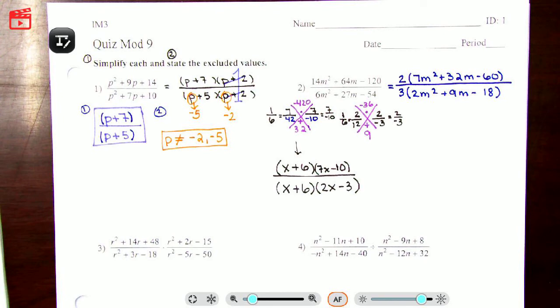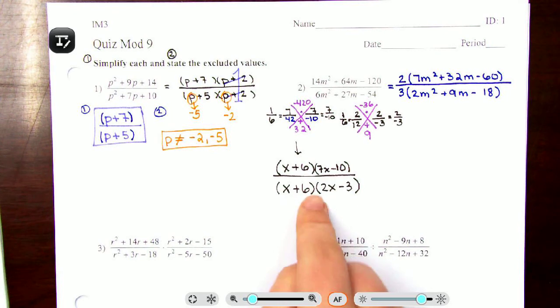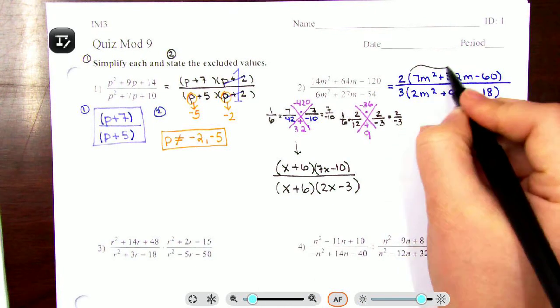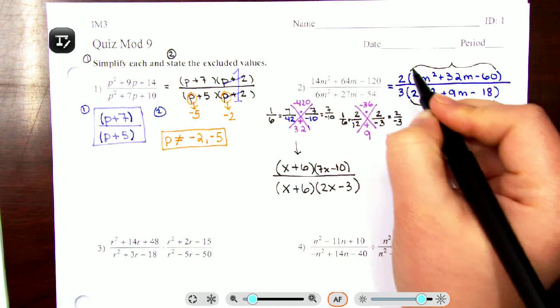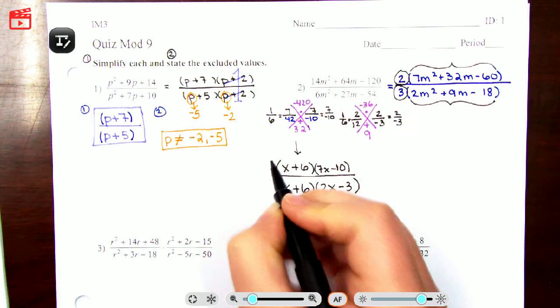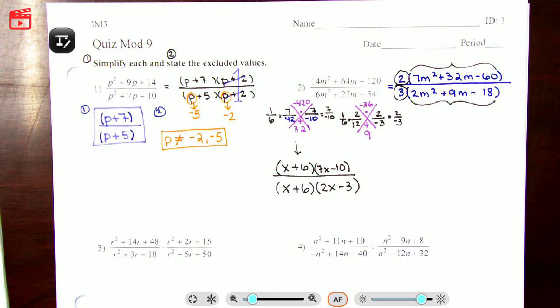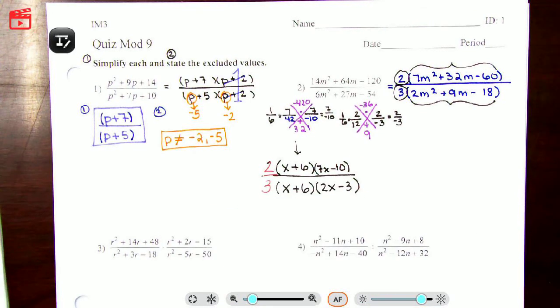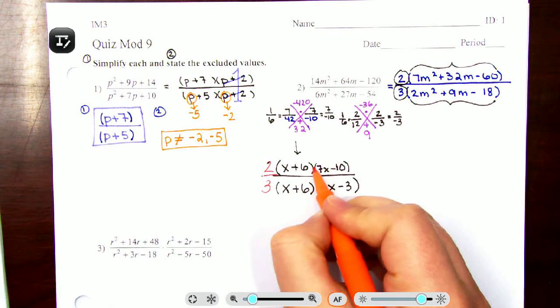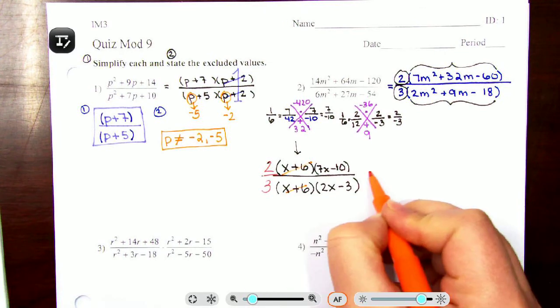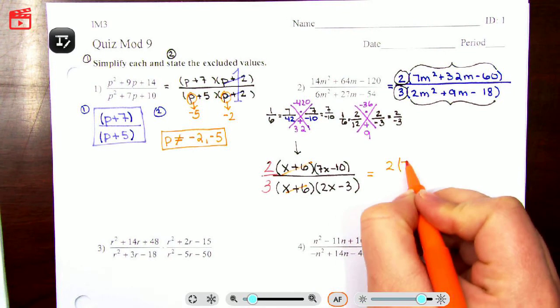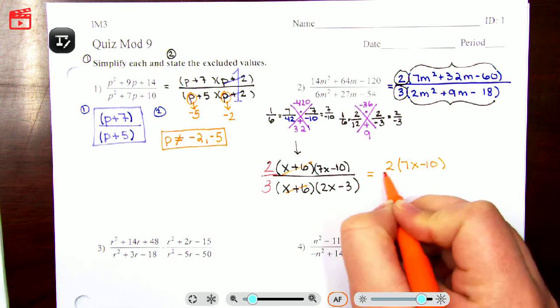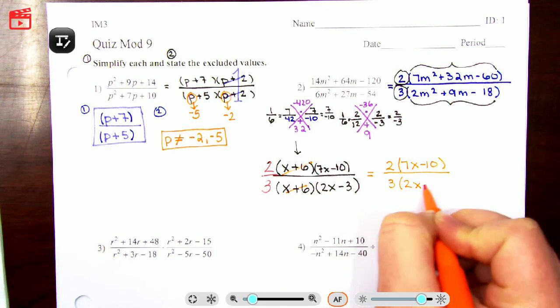Okay, perfect. Now, be careful. These factors are only what was in your bubble. So what do you have outside the bubble? Well, you have a 2 and a 3 outside the bubble. So you must bring them along with you. So you still have a 2 and you still have a 3. And again, wonderful things happen because we have our multiplication and division. So these two cancel out. So what we have left over is 2 times 7x minus 10 and 3 times 2x minus 3.